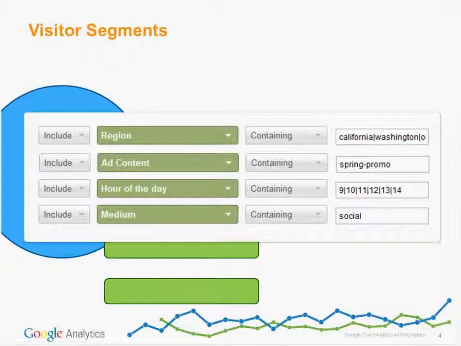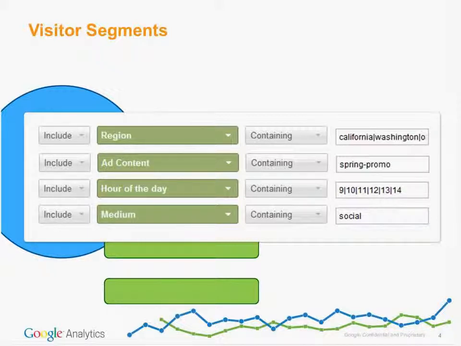So for example, within region, you could be looking for the segment of visitors who are from the West Coast, in which case you identify visitors from California, Washington, and Oregon. Along the dimension of ad content, you could be looking at the segment of just those visitors who came through your recent promotional ad copy.